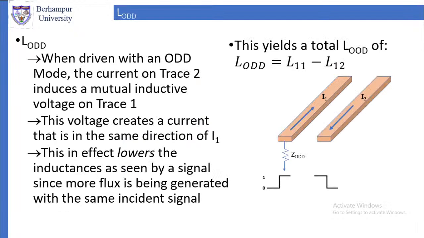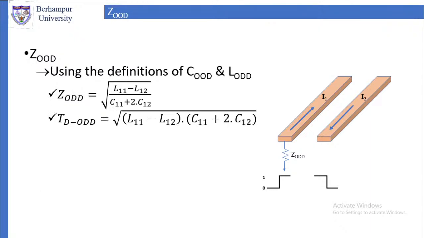Now what will be L odd? When driven with an odd mode, the current on trace 2 induces a mutual inductive voltage on trace 1. This induced voltage will create a current that is in the same direction as I1. This in effect lowers the inductance as seen by the signal, because of this current more flux is being generated with the same incident signal. So the total L odd is equal to L11 minus L12. So this is L odd.